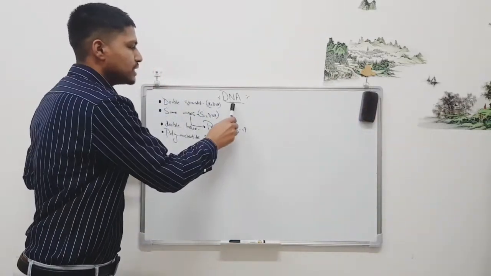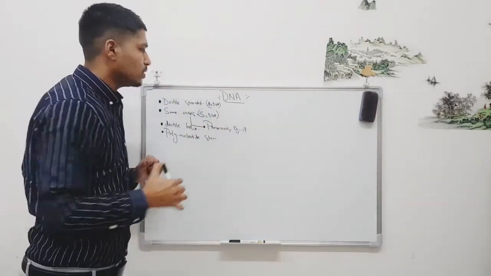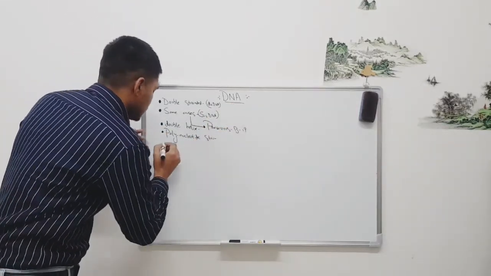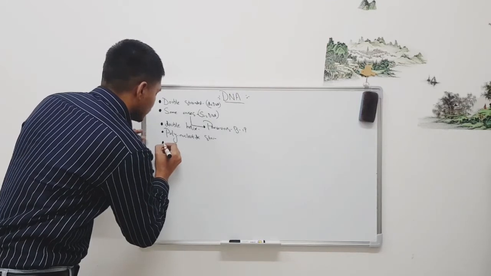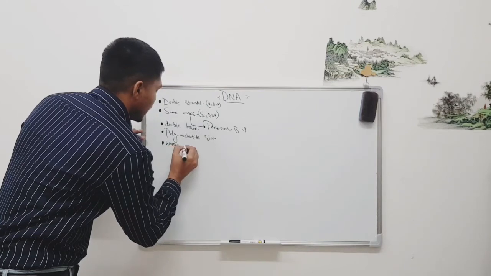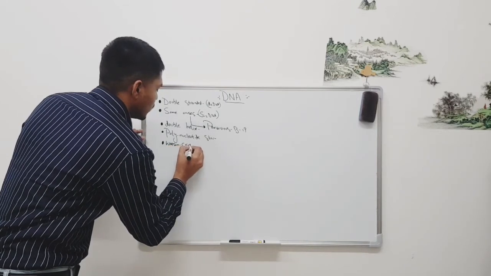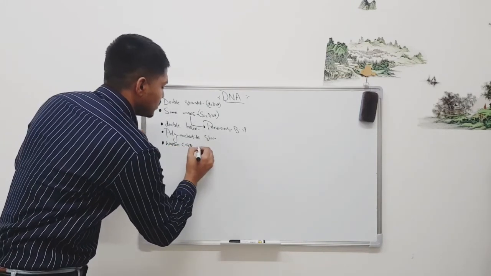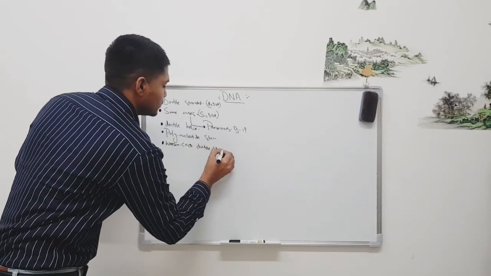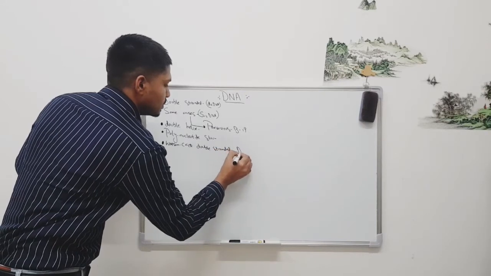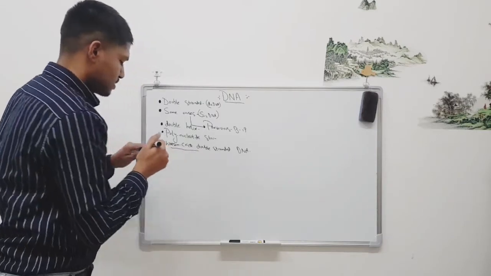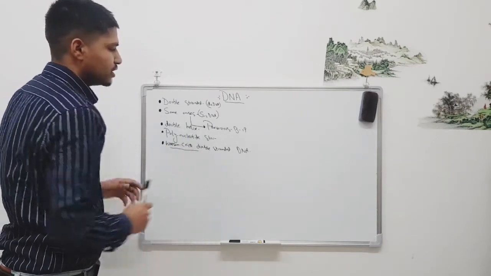Okay, so who basically proposed this DNA molecule? Who proposed the DNA structure? It is basically called Watson and Crick double-stranded DNA molecule. So basically this is the Watson and Crick double-stranded DNA molecule.